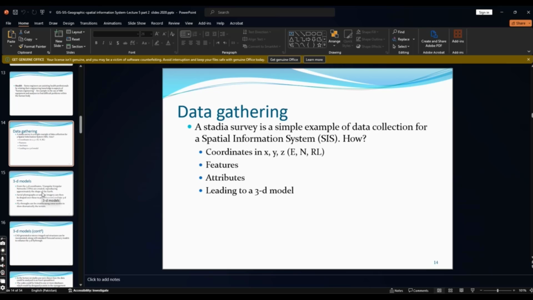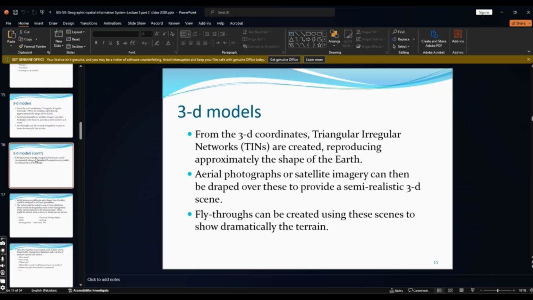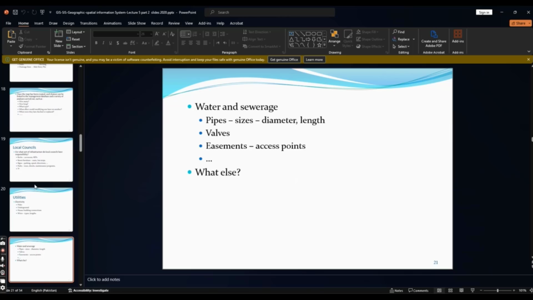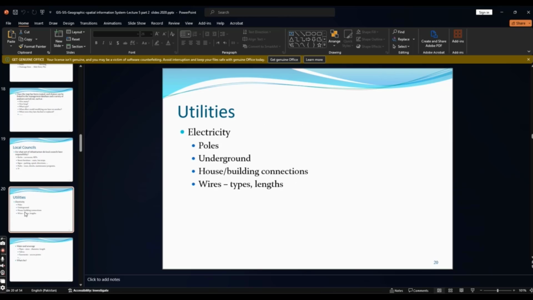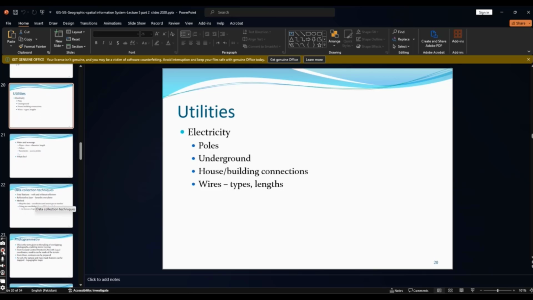How can we gather data? How can we model it? What was the history of GIS and how can we use it in our engineering work?